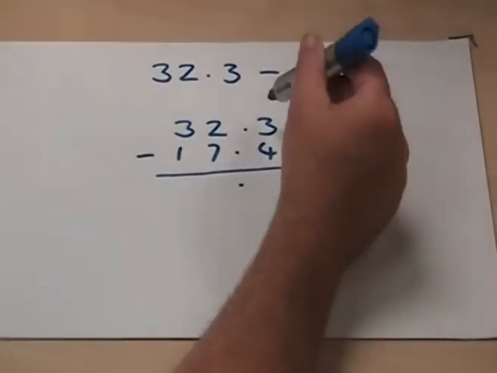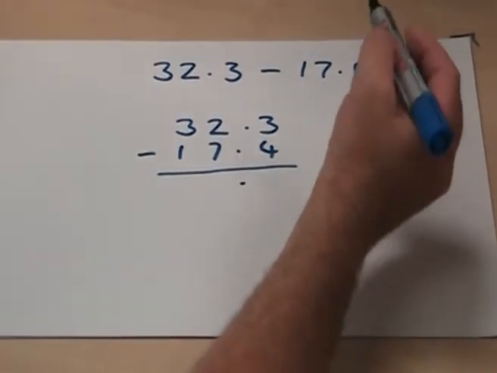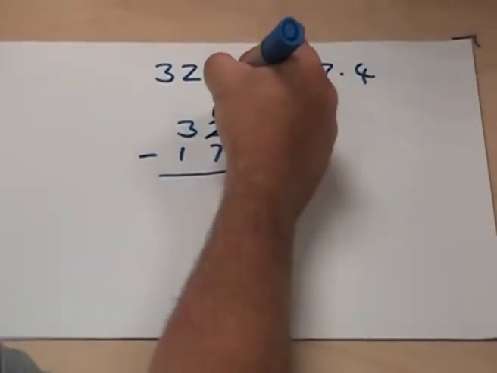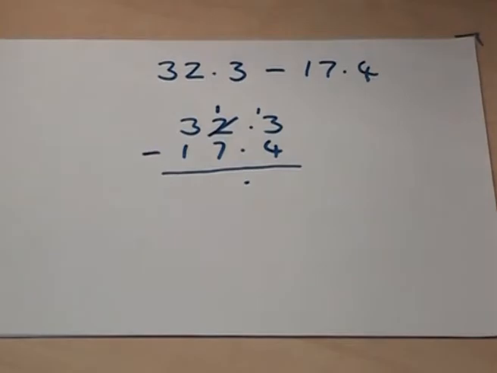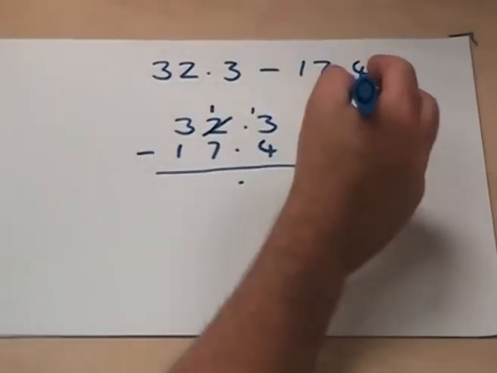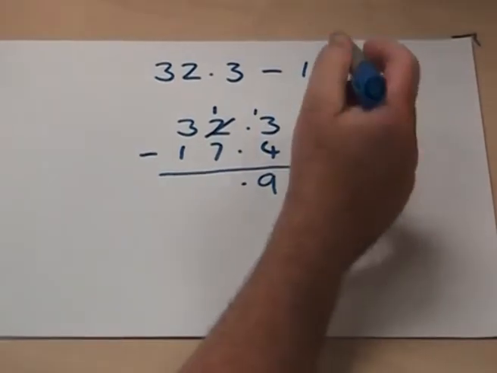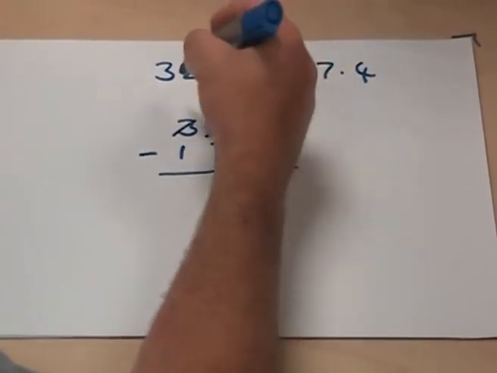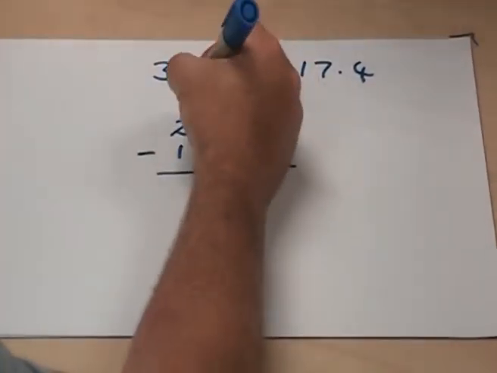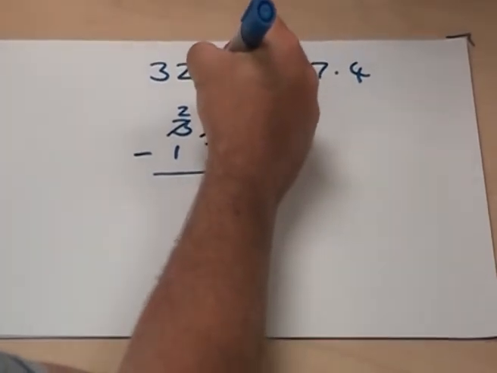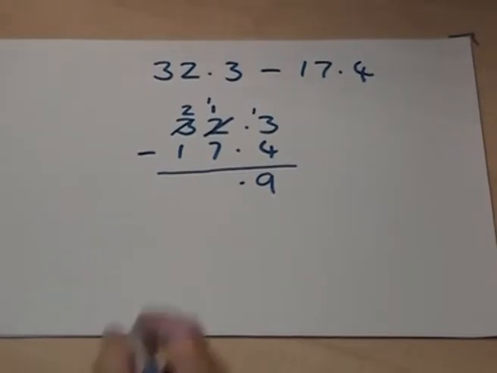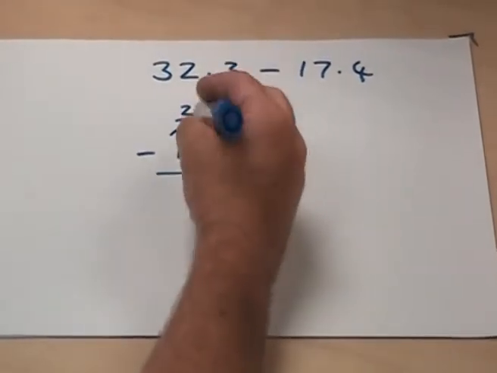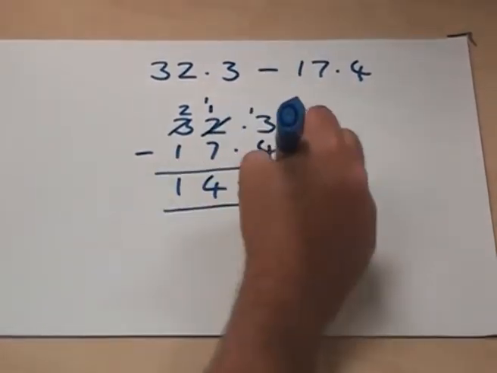So let's start. We have 3 take away 4, which we cannot do without borrowing or adjusting. By borrowing from the units column, 2 units becomes 1 unit, and 1 unit goes over to there, giving us 13 take away 4. That gives us 9. We now have a situation of 1 take away 7, which again we're going to have to borrow. So we borrow from this side, giving us 2 left in the tens column and giving us 11 in the units column. 11 take away 7 gives us 4. Finally we have 2 take away 1 gives us 1, and that should be our answer.